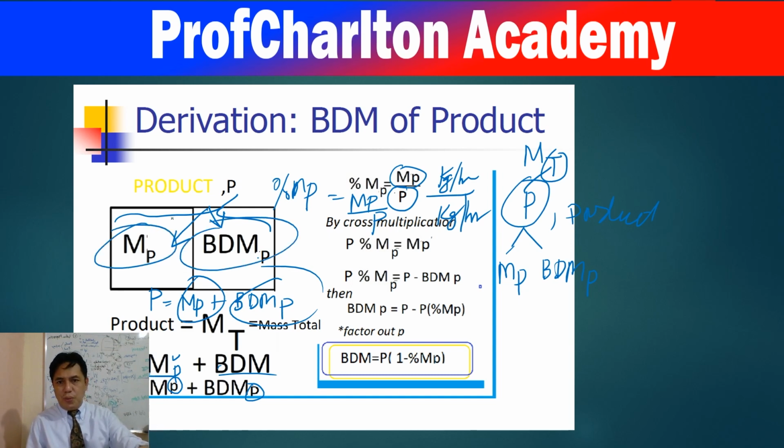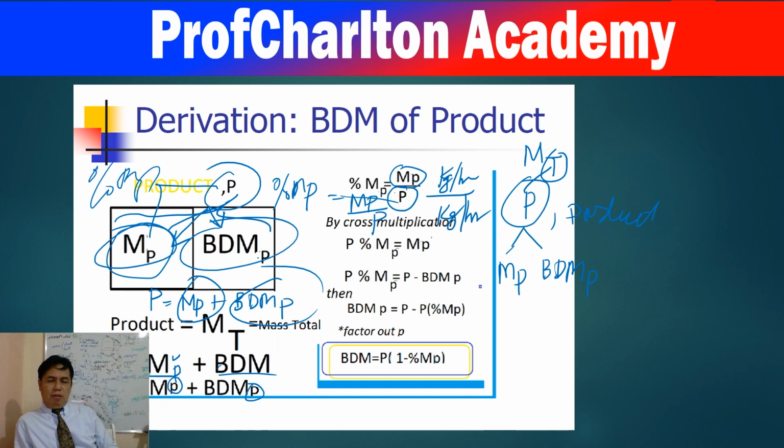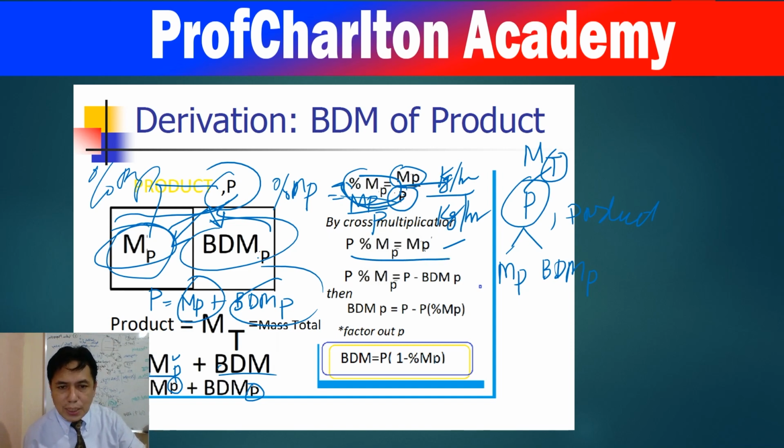Okay, so if you get the ratio of the mass flow rate over the totality, then you will have a percent, percent MP, as can be seen here. By cross multiplication, the equation becomes linear. So P times percent MP equals MP. Are you following this? Can you follow this? This P, just put it here, times percent MP equals MP.